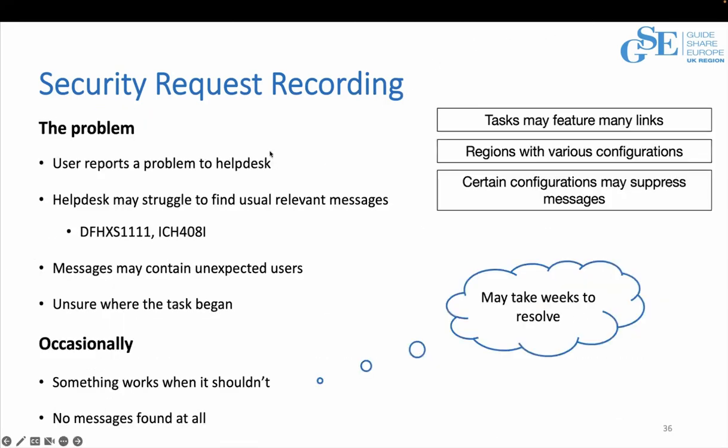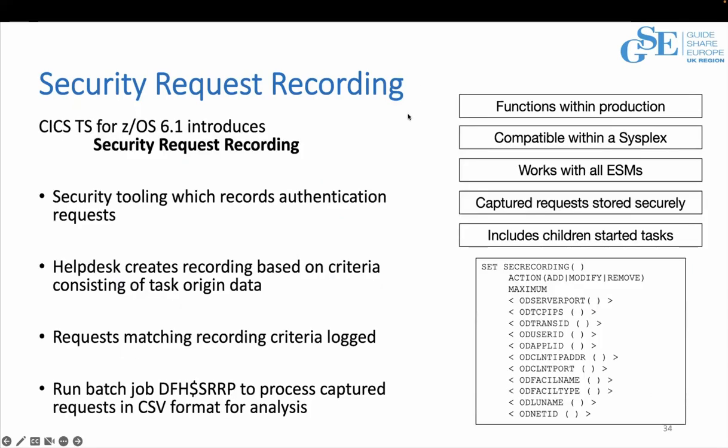Now, some of the highlights of this feature is that it functions within a production environment simply because it isn't trace. We're doing it at such a minute and limited level that we can use this within production. It's compatible within a sysplex. It works with all ESMs, not just RACF. And we store the captured requests securely in a log stream where only the intended security person can actually look at this. We also don't just include a static line of task. We also look at children started tasks as well. And we only have to set it on within one CICS region.